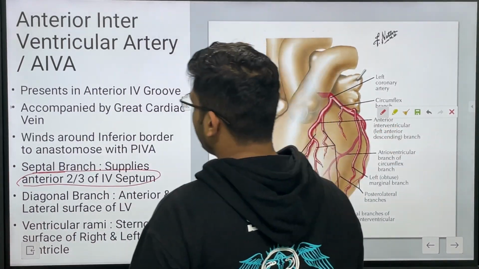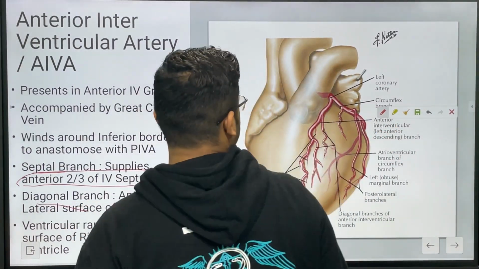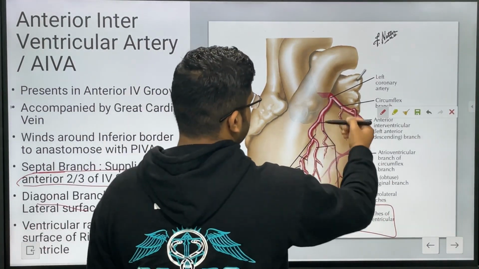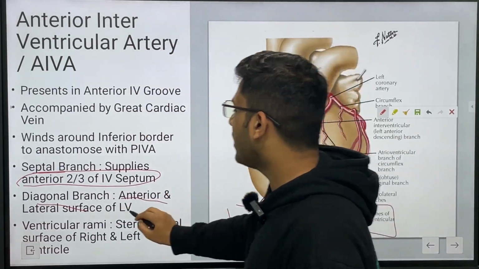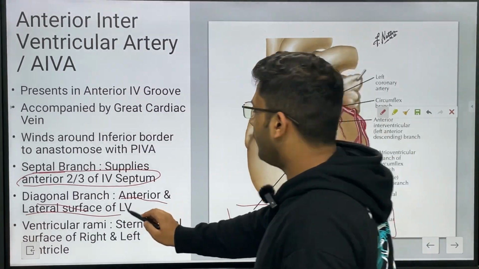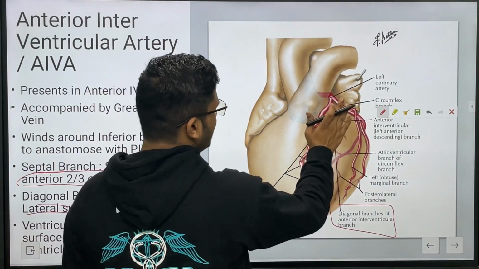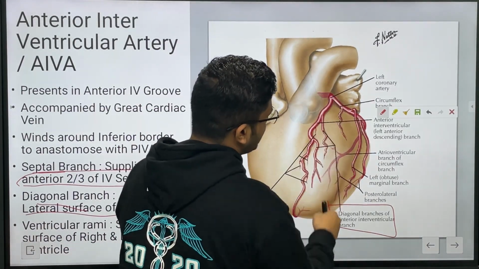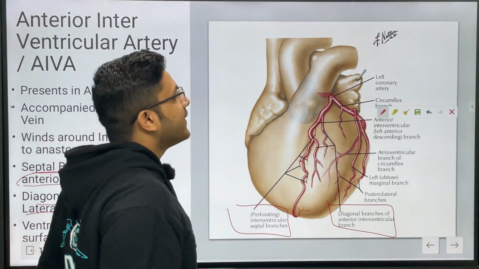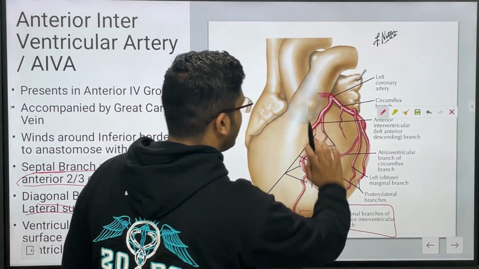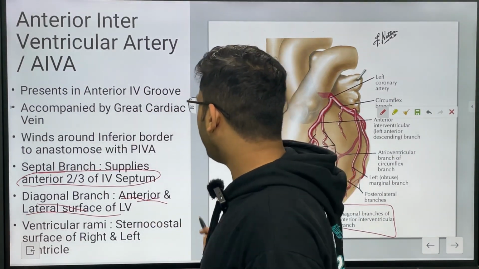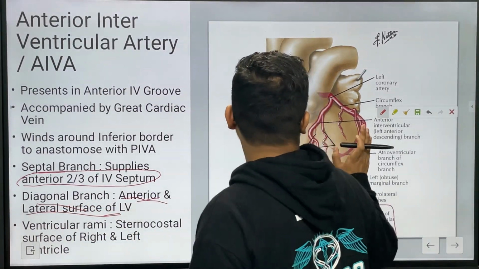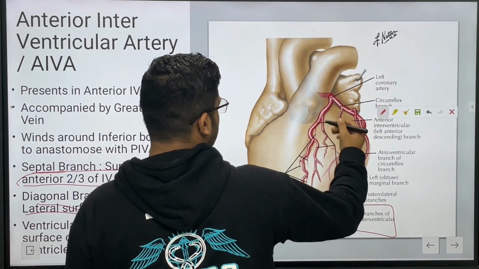Okay. The next thing is the diagonal branch. Let's see where your diagonal branch is. This is your diagonal branch, and this was your septal branch. The diagonal branch is supplying the anterior and lateral surfaces of the left ventricle. Okay, this you need to remember. This will be your anterior surface or sternocostal surface, and this is also the left surface because it is facing towards the mediastinal surface of your left lung. So it is supplying the anterior, left, and lateral surface of your left ventricle.